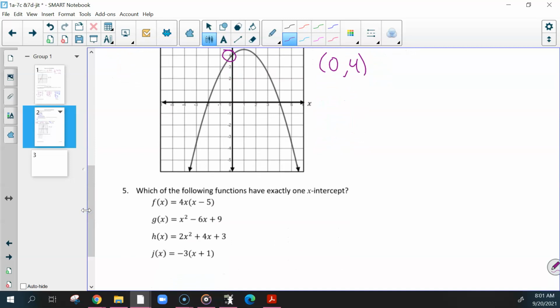And then the last one, you're looking for which one of these has exactly one x-intercept. So again, put them in as decimals in your calculator. If it touches at more than one place, it doesn't have one intercept. If it doesn't touch at all, it doesn't have one intercept.